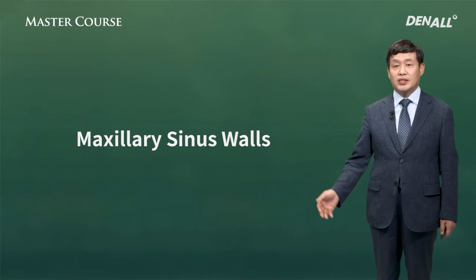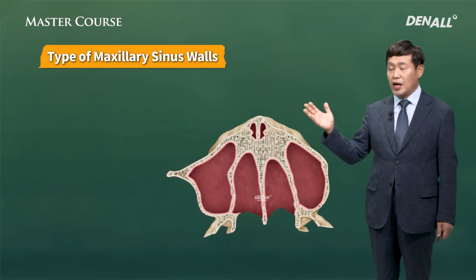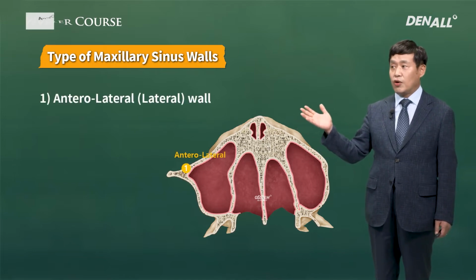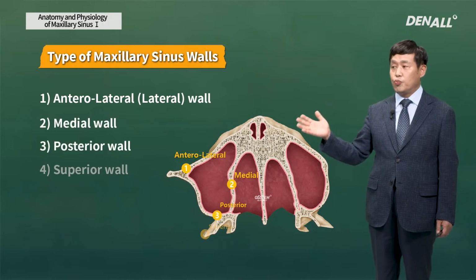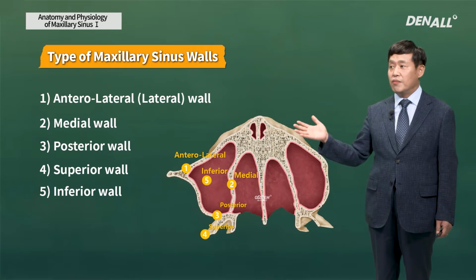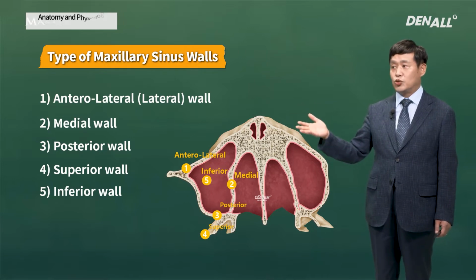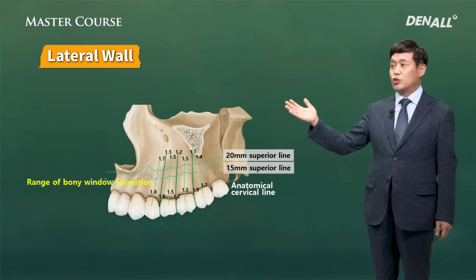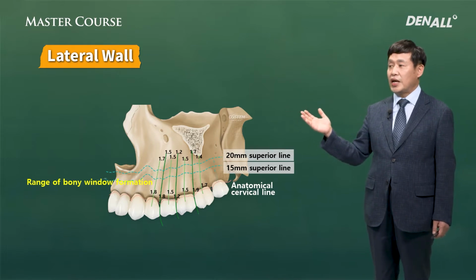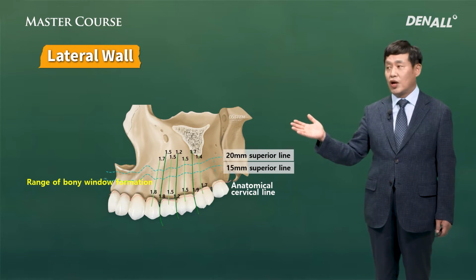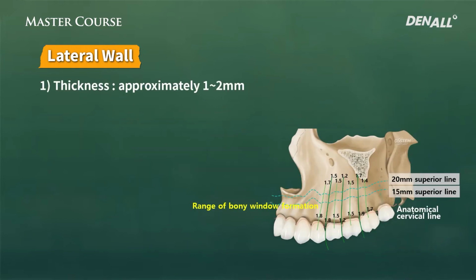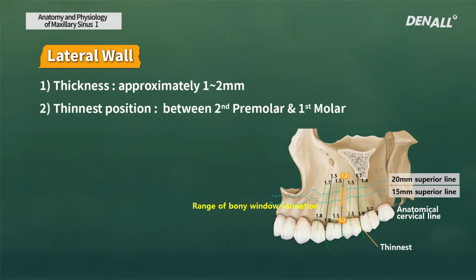Next, maxillary sinus walls. As I said before, maxillary sinus has a shape of pyramid, and there are 5 walls: anterior lateral wall, medial wall, posterior, superior, and inferior walls. In general, the anterior lateral wall is on the distal side, so it is called the lateral wall. The lateral wall is where we make a window for lateral approach. Normally, thickness of the lateral wall in the maxillary sinus is about 1 to 2 millimeters. The thinnest part is between the second premolar and the first molar.